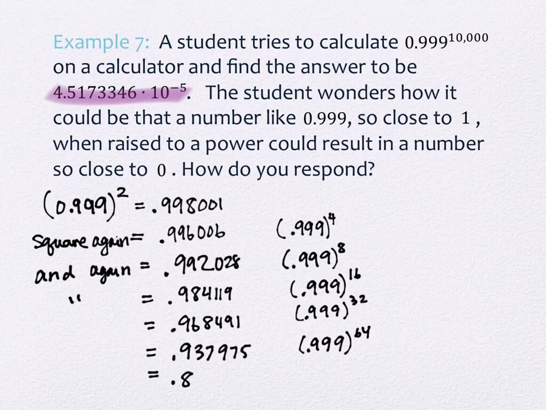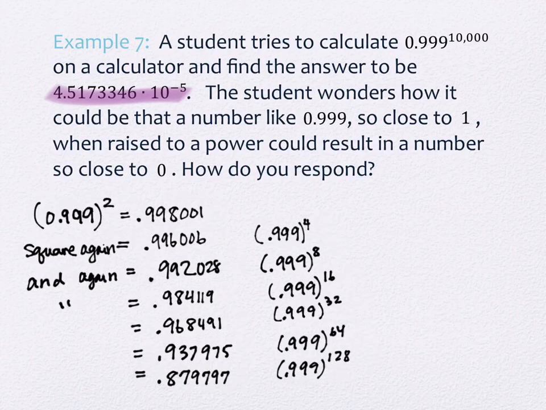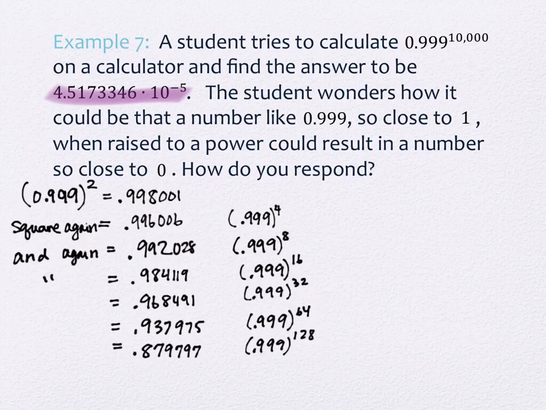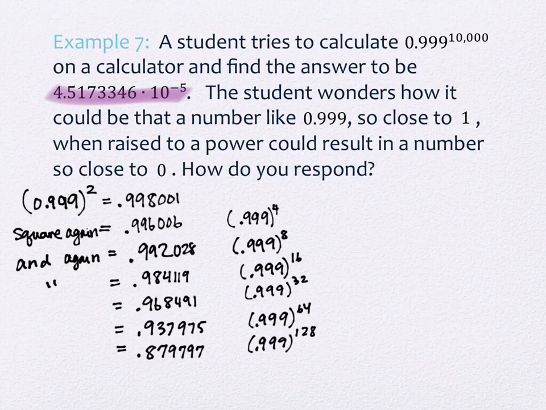This next one is actually the first time I go under the 0.9 mark. So this is 0.879797. 0.999 to the 128. So we're finally to a power that's bigger than 100. And we're finally at a value that's smaller than 90. One more time and I jump down big. This is a big jump, right?